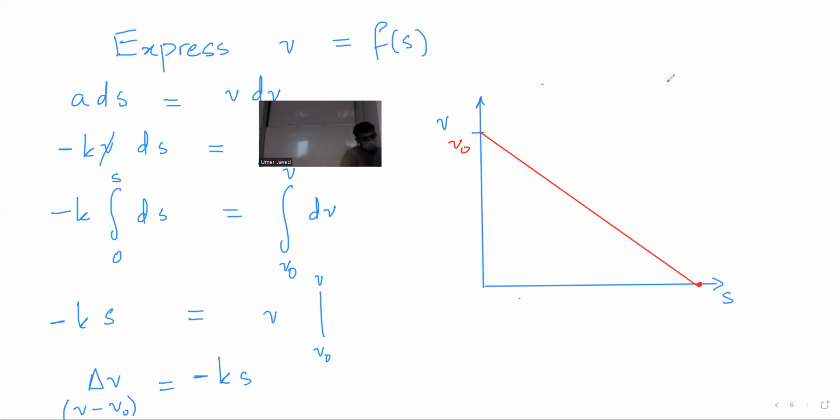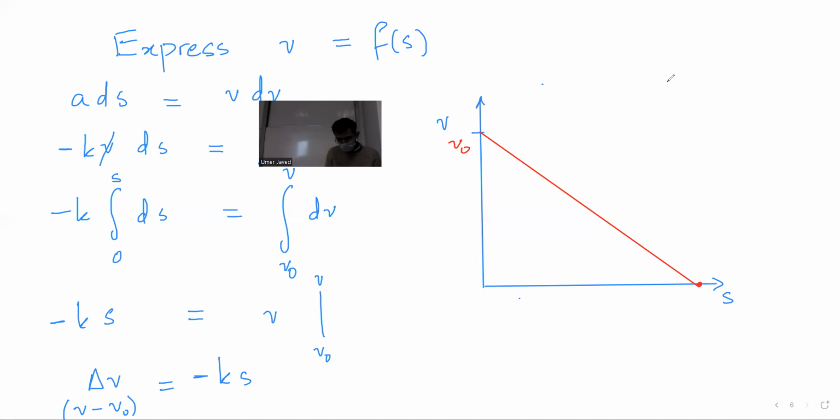Okay, the expression: v is a function of position. Then you use ADS. You put the v. I can see that. Minus k s2, minus v2 minus v1. That is correct. Minus k s equal to v2 is equal to this. Then we have v as a function of position.